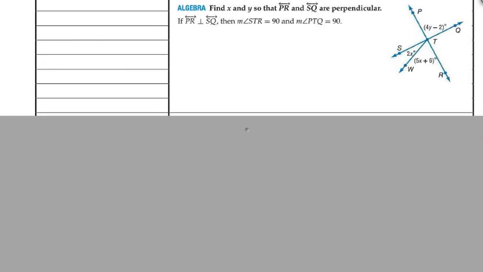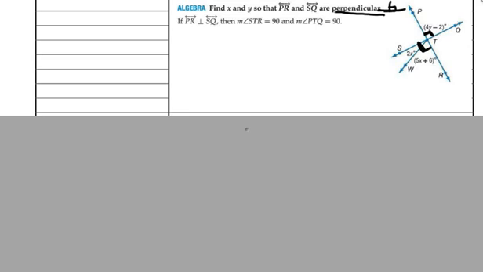Okay, this next example will take you just a minute to copy down. I'd like for you to write down the problem. Find X and Y so that line PR and SQ are perpendicular. Remember, perpendicular means 90 degrees. They intersect at 90 degrees. If PR is perpendicular to SQ, then that means that STR is 90. So you can put a right angle bar or box here. And PTQ is also 90. So you can put a right angle box there.